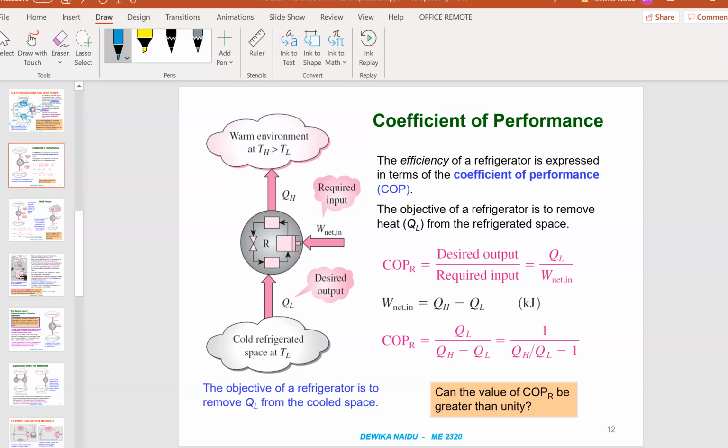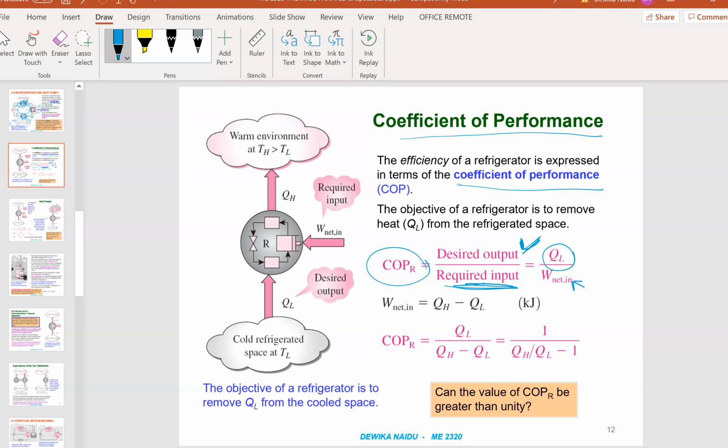Now, COP, coefficient of performance. It's something like your efficiency, but they don't use the word efficiency for heat pumps and refrigerators. They use coefficient of performance. Coefficient of performance is the desired output over the required input. So in a fridge at home, what is your desired output? It will be your QL, isn't it? Because you want to cool the colder place. Whereas what is the required input? That would be the electricity that went into the fridge.